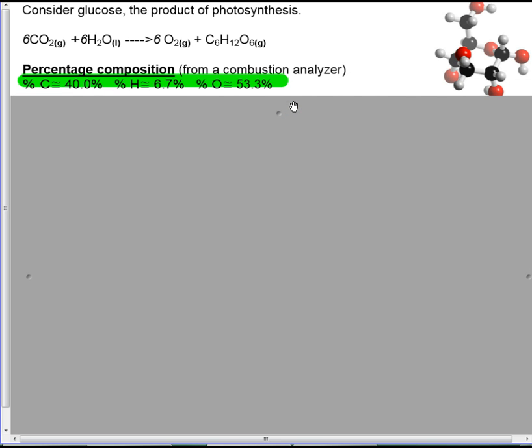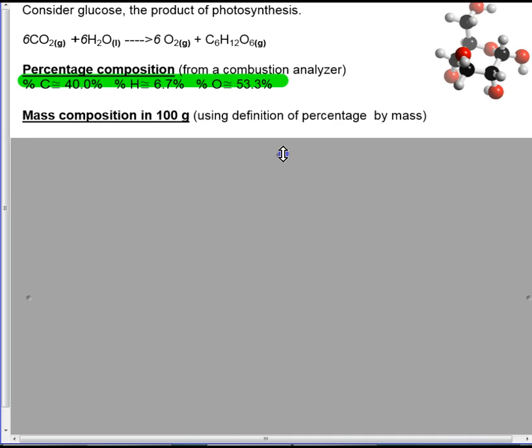So a combustion analyzer, run the sample, the water trap and the carbon dioxide trap will give us the percentages of carbon and hydrogen from the original mass of the sample. The percentage of oxygen can be determined by subtracting those from 100. So theoretically, if this was run through a combustion analyzer, we would expect to see about 40% carbon, 6.7% hydrogen, and 53.3% oxygen. Those three percentages should total to 100.